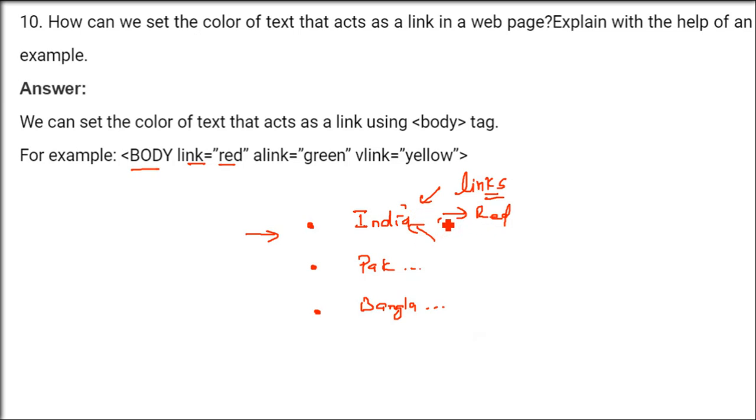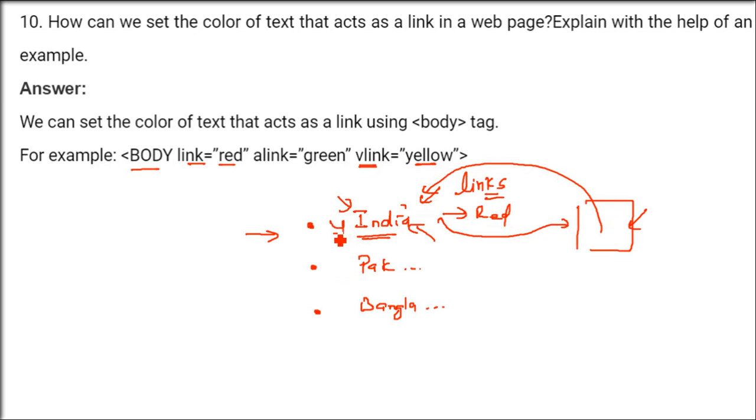Now if somebody clicks India, when he clicks India, he will go to some other place, he will be taken to some other page. Now he comes back, he has worked and he forgot which link he clicked. So when he comes back, how does he know that he has already clicked India? That is, this link will change into yellow. And when this changes to yellow, when anybody comes back, he knows, oh, India, I have already clicked, so I don't have to click this again.